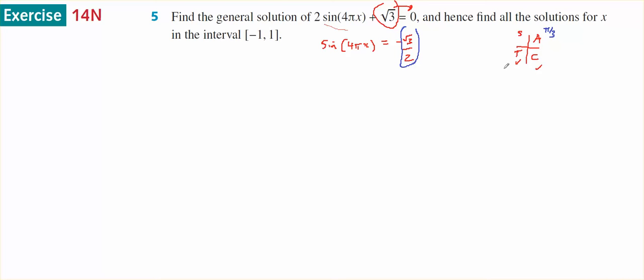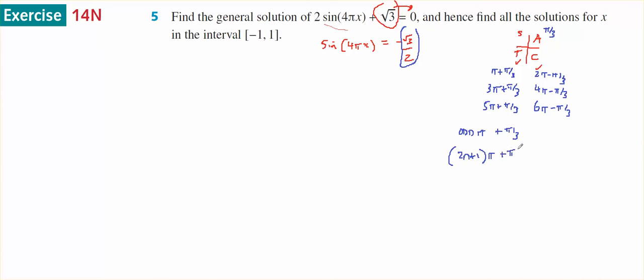So, I have my first solution at pi plus pi on 3, and the next one 2 pi minus pi on 3, and the next one 3 pi plus pi on 3, and the next one 4 pi minus pi on 3. Going around again, the next one will be 5 pi plus pi on 3, and the next one will be 6 pi minus pi on 3. I can see a pattern here where I have the odd pi's plus pi on 3. So that gives me a rule of 2n plus 1 pi plus pi on 3.